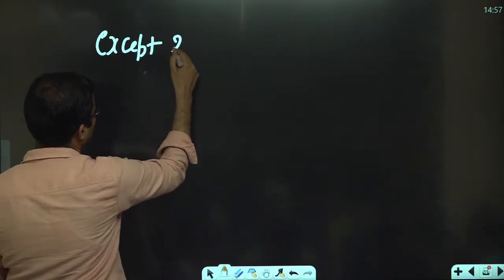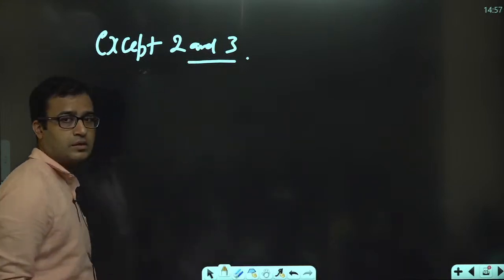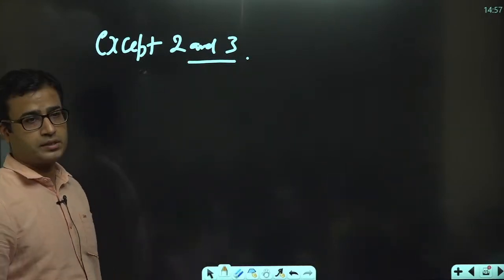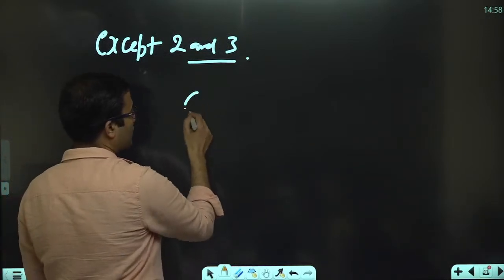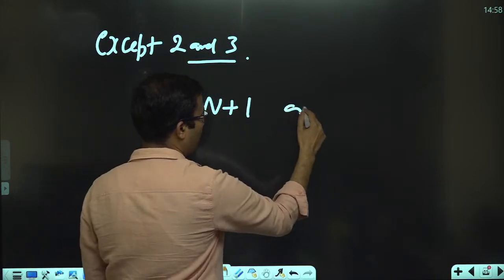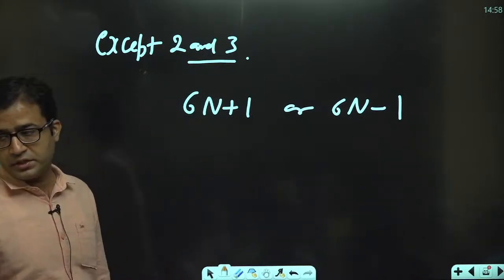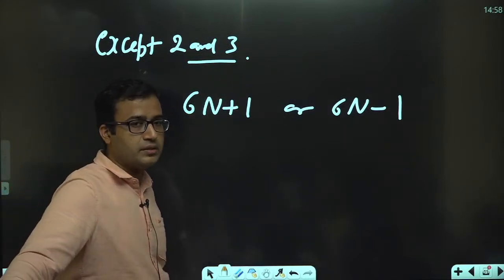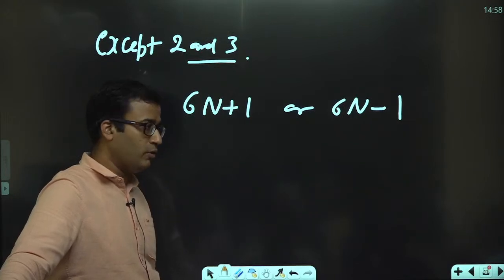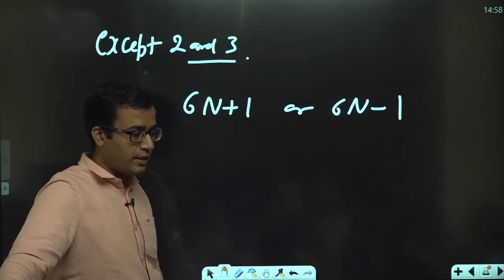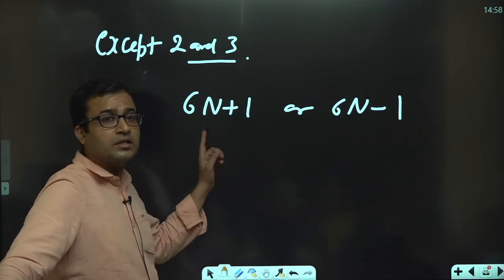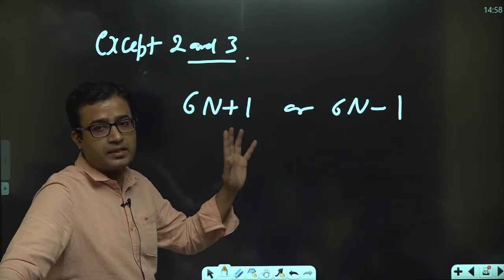Now next I tell you one observation on prime numbers. Except 2 and 3, every prime number will be in the form of either a multiple of 6 plus 1 or a multiple of 6 minus 1. लिख लो, except 2 and 3, every prime number is in the form of either 6n plus 1 or 6n minus 1.